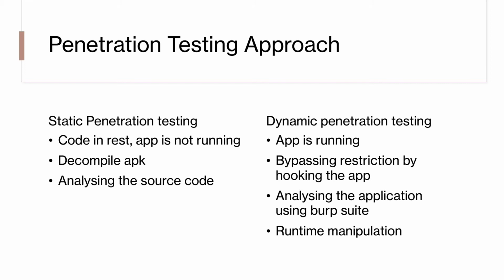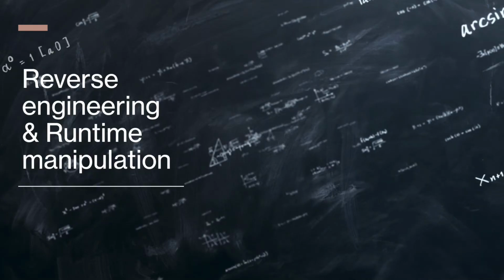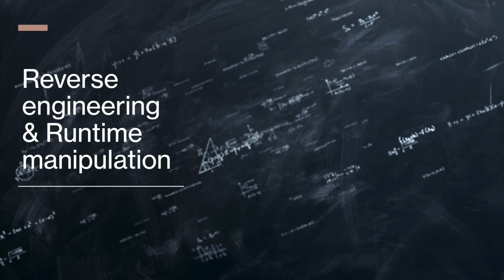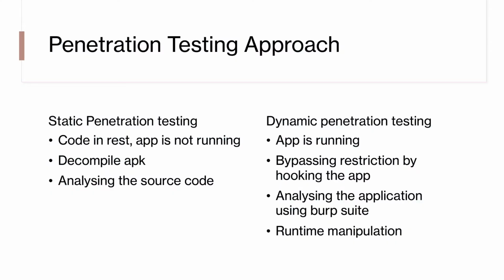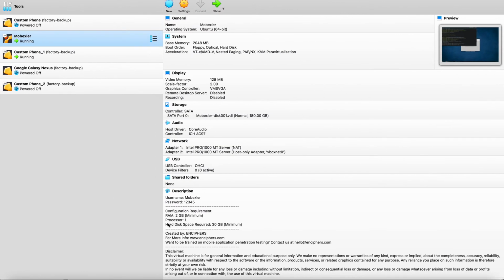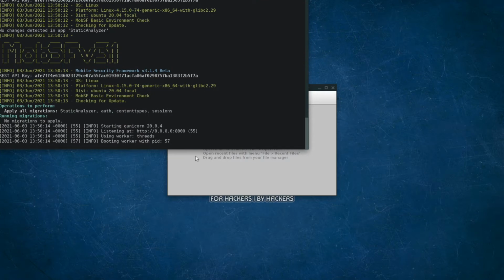So now let's start with static pen testing. First of all, I will start with this tool, MobSF. It has already started here. You can click on it. It will appear.